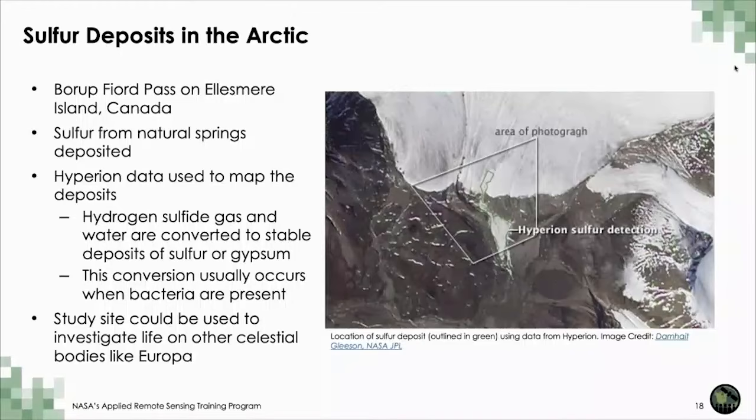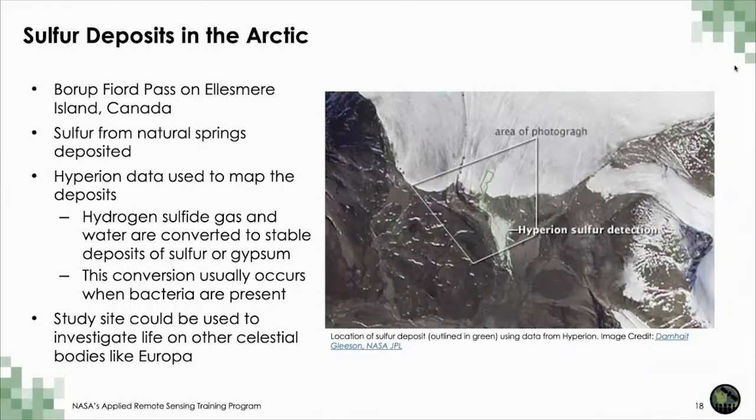At the spring, hydrogen sulfide gas in the water is converted to stable deposits of either elemental sulfur, which is the most common type of material in this deposit, or gypsum. The process by which hydrogen sulfide becomes sulfur is complex and most often occurs when microbes, like bacteria, are present. The very presence of elemental sulfur deposits is also an indicator that life is likely there.